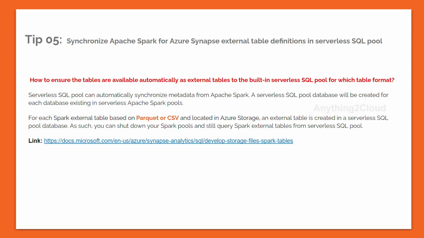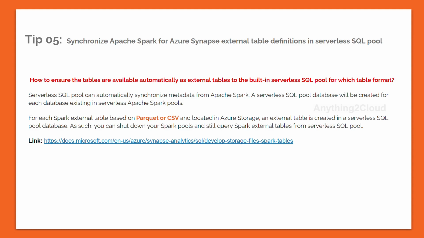Serverless SQL pool can automatically synchronize metadata from Apache Spark. A serverless SQL pool database will be created for each database existing in serverless Apache Spark pools. For each Spark external table based on Parquet or CSV and located in Azure storage, an external table is created in the serverless SQL pool database.